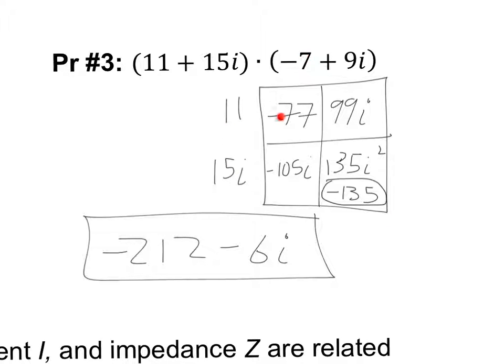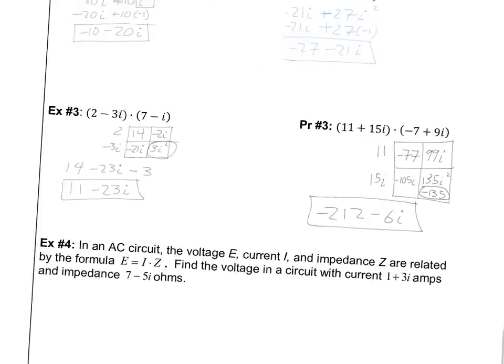11 times negative 7 is negative 77. 11 times 9i is 99i. 15i times negative 7 is negative 105i. And 15i times 9i is 135i squared. i squared is really negative 1, so this is really just negative 135. Combine these two, you get negative 212. Combine these two, you get negative 6i. And there's your product of these two complex numbers.